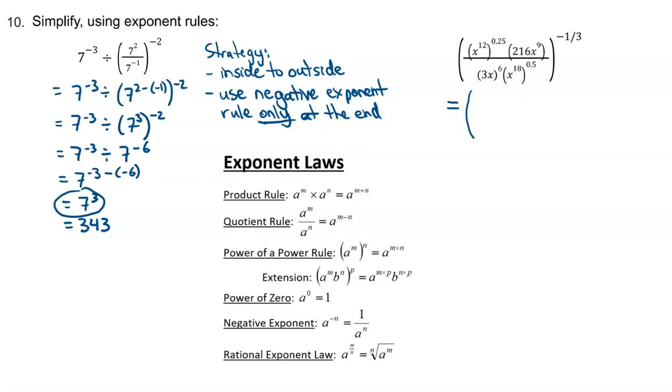The second question, we're going to use the same idea, but we're going to have a little bit more with the rules applying here. The first one is the power of a power rule. 12 times 0.25 is 3, so x to the power of 3. And then everything else in the numerator is going to stay the same. Now, notice that the power of a power rule has the 6 applied to the 3.